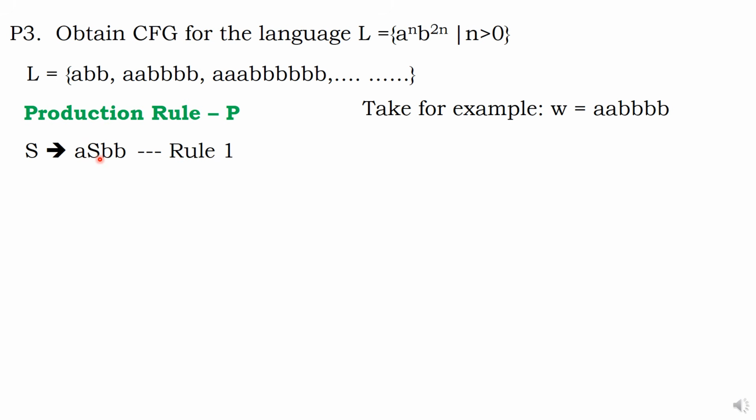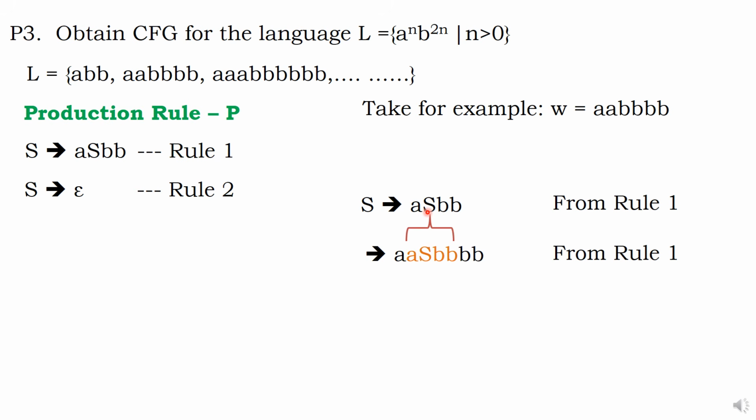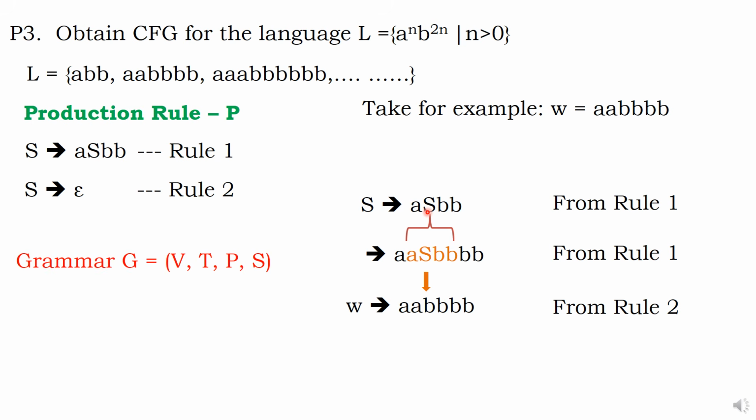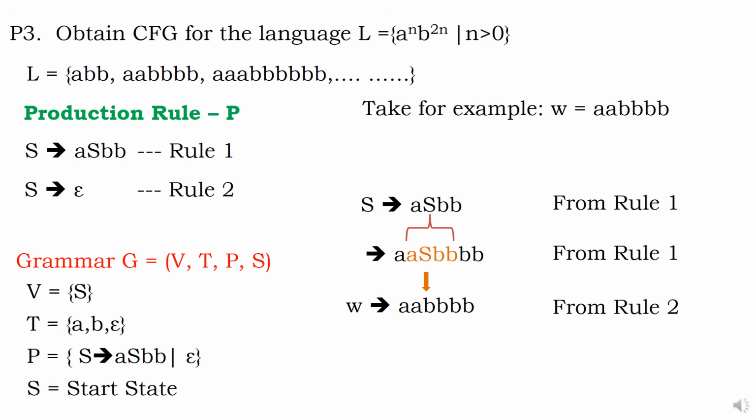How to kill S? Epsilon. That's all. Now, you start the work. A, S, B, B. Now, I need 2A, 4B. Replace S by rule 1 again. Done. I hope I got it. How to kill S? Epsilon. Accepted. Now, this is your grammar VTPS. Who is V? Capital letter S. Who is a terminal? A, B, epsilon. Production rule is here. Start symbol is ready.